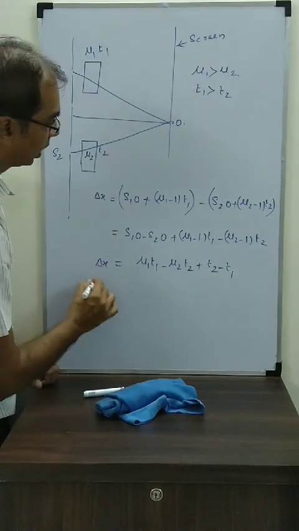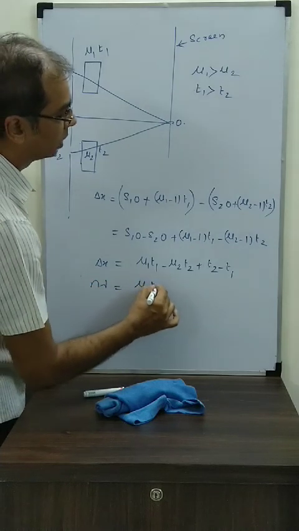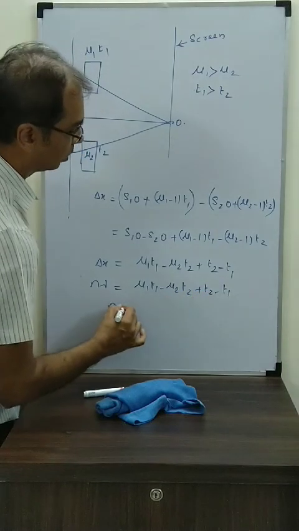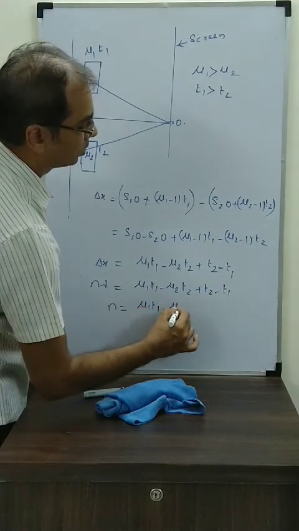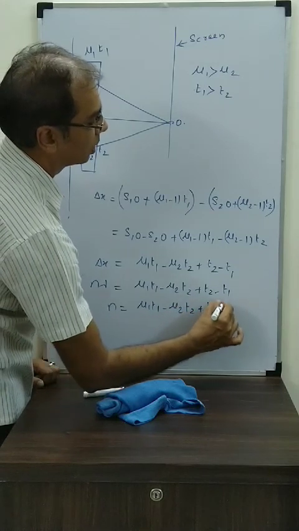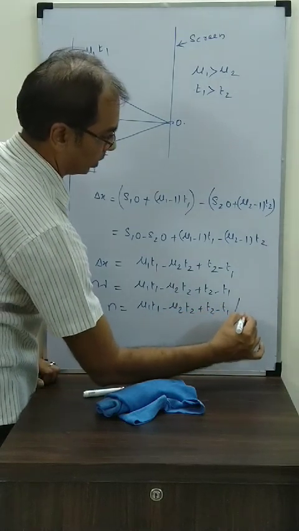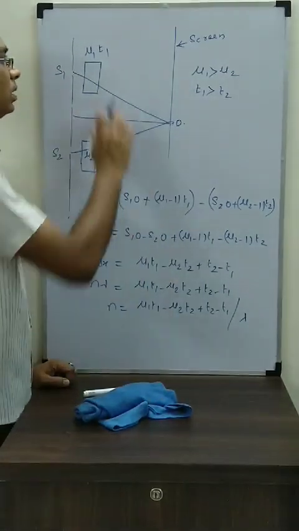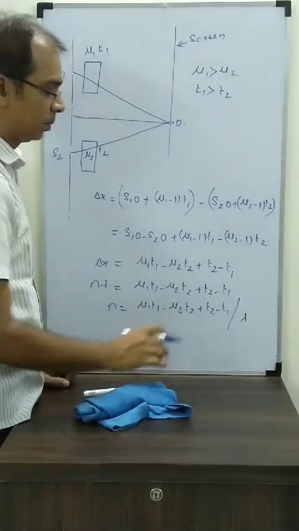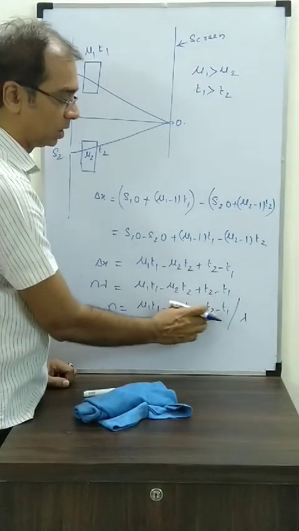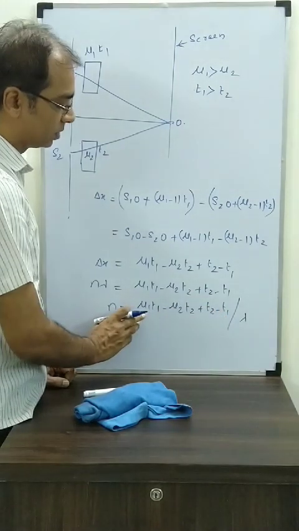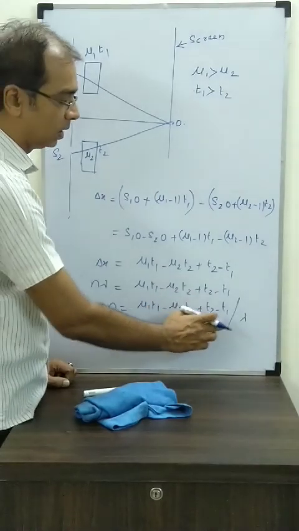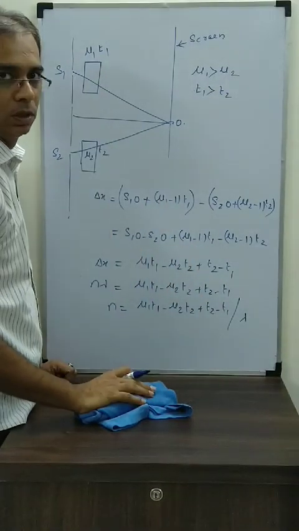Again, what do you do here? N lambda equals mu1 T1 minus mu2 T2 plus T2 minus T1. So n equal to mu1 T1 minus mu2 T2 plus T2 minus T1 by lambda. Okay. Normally in the questions that you are going to solve, this T1 and T2 will come same. That means this term will become 0. T2 minus T1 will not be there. So path difference will be mu1 T1 minus mu2 T2. Okay, that will be the path difference. But in this particular case, I have taken T1 and T2 different.